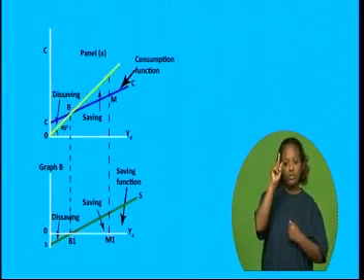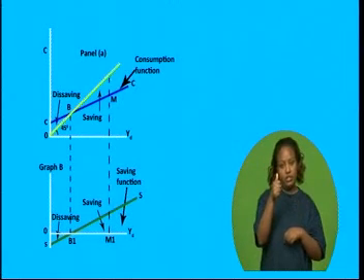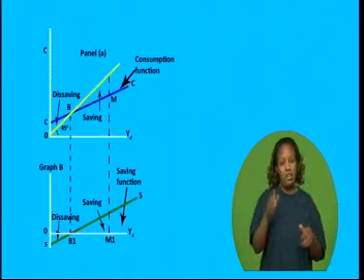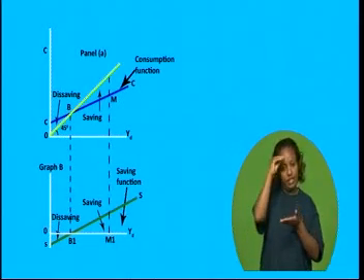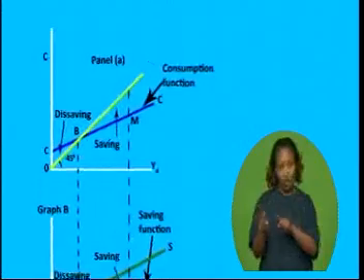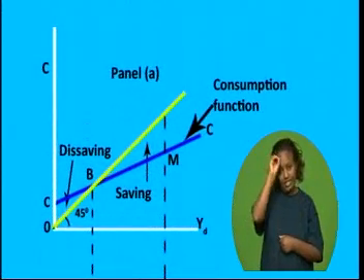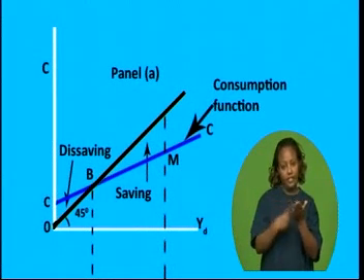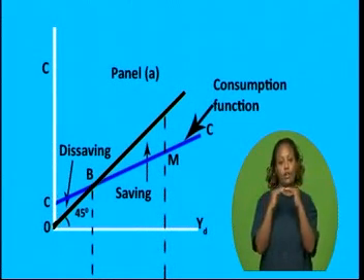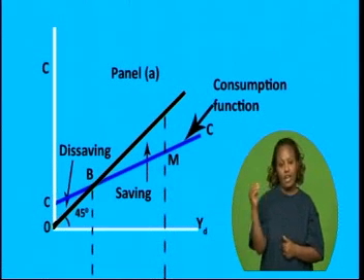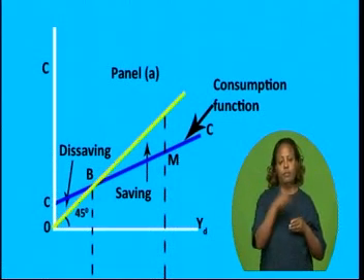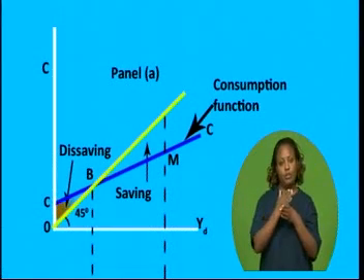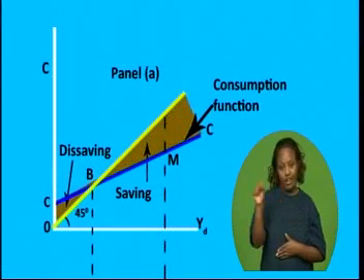The top panel, panel A, presents a standard consumption line which you are already familiar with from the previous lesson. You are also aware of the 45-degree line which starts from the origin. This line indicates equality between consumption and income. The vertical difference between the 45-degree line and the consumption line is saving.